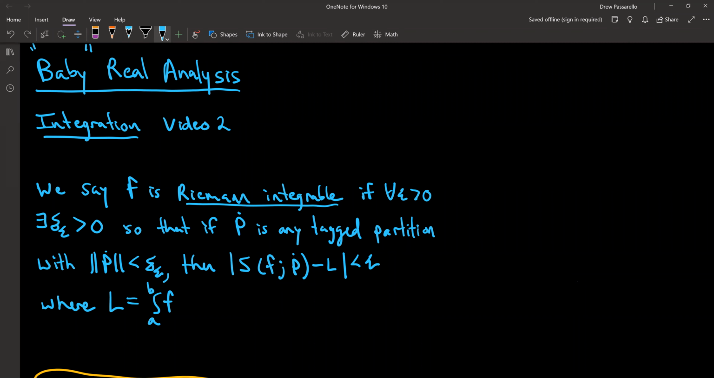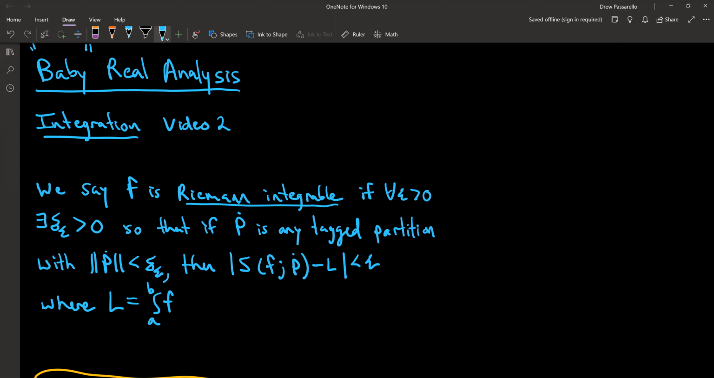We say f is Riemann integrable if for all epsilon there exists a delta greater than 0, and I denote it as delta with the subscript epsilon to reinforce that this delta depends on epsilon. So there exists a delta so that if P with the dot over it, which means it's a tagged partition, is any tagged partition with the norm being less than delta, then the absolute value of the difference of the Riemann sum S(f, P) minus L is less than epsilon, where L is the definite integral from a to b of f.